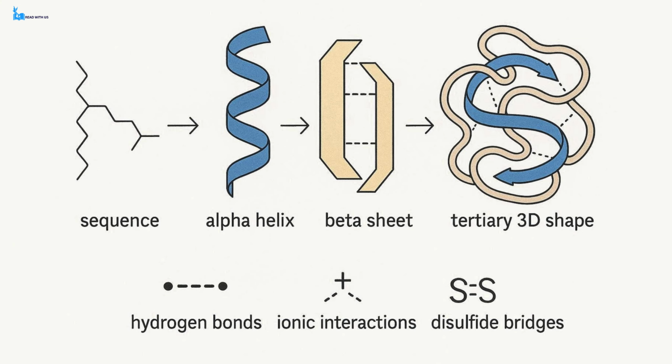The unique sequence of amino acids in a polypeptide folds into secondary structures such as alpha helices and beta sheets, and then into a specific three-dimensional tertiary shape stabilized by hydrogen bonds, ionic interactions, and covalent disulfide bridges.